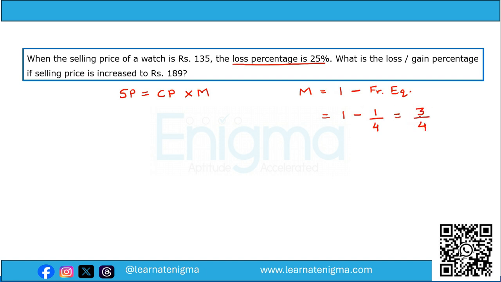Now let's put this value of m in the formula and find out the cost price. So it is mentioned selling price is 135. Cost price we don't know. Multiplier is 3 by 4. So 135 into 4 divided by 3. So cost price comes out as 180.